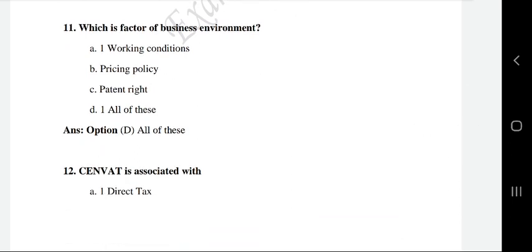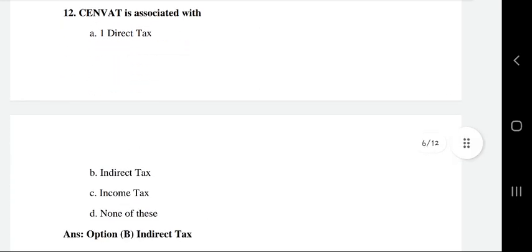Option D is the answer, all of these. That means working condition, pricing policy, and patent rights are the factors of business environment. Then question number 12.